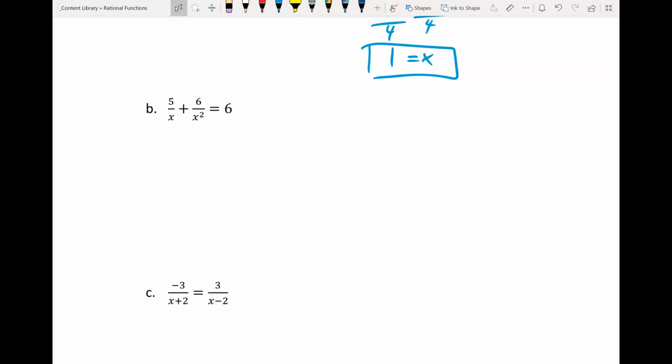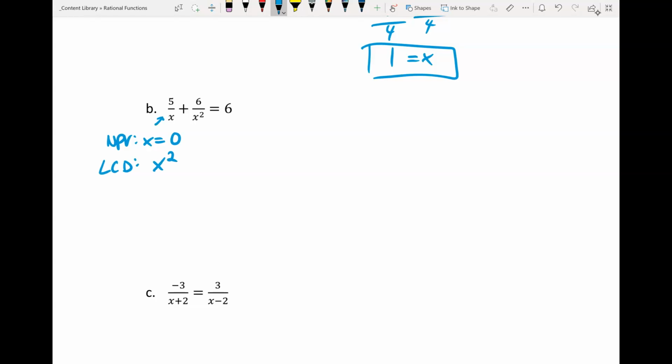Okay, moving on to the next one. Again, we're not going to factor the denominators because we don't need to do that, but we can state what the NPV is. That's x equals 0, and your LCD in this case is just going to be x squared.